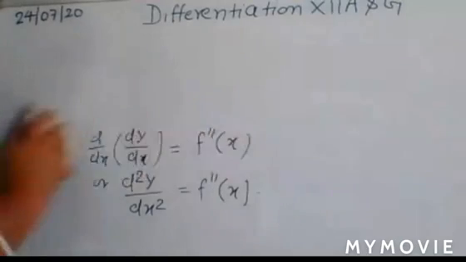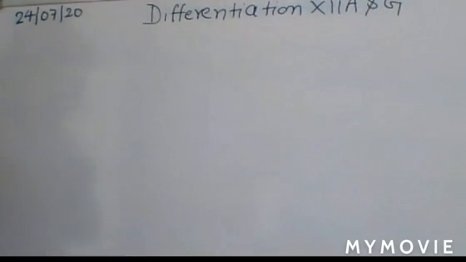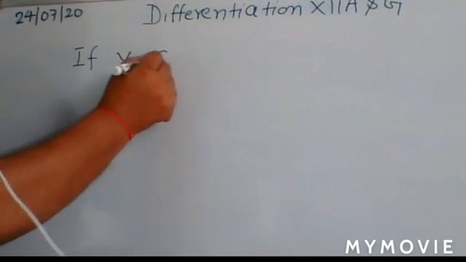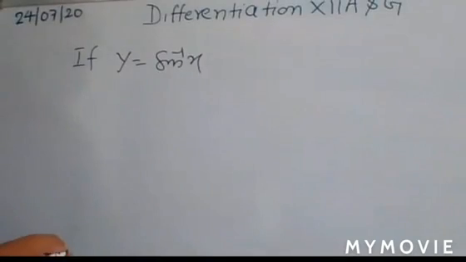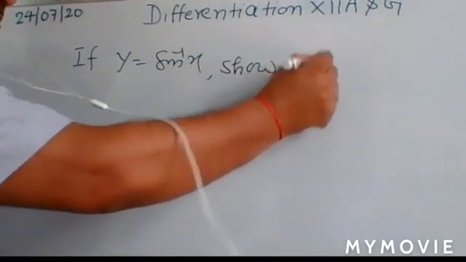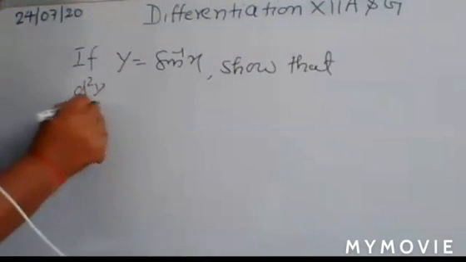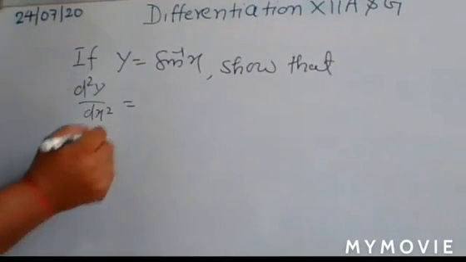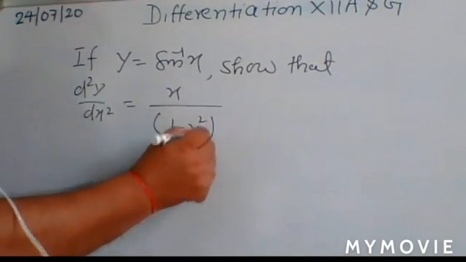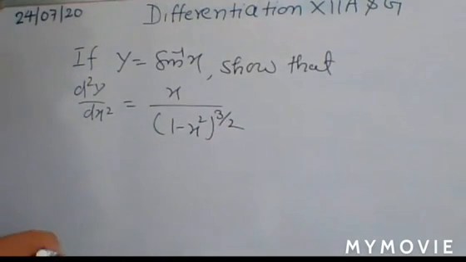Yes, sir. Okay, so, right, question. If y is equal to sine inverse x, so that d2y by dx2 is equal to x upon (1 minus x square) whole power 3 by 2. You have to prove this. Okay, so how do you solve?